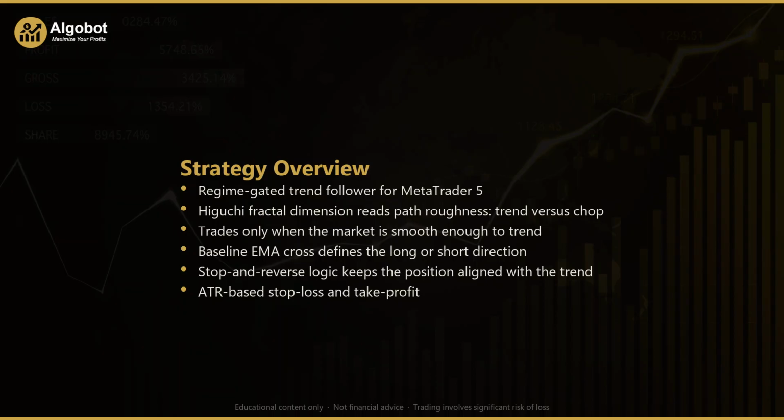Why does that matter? Because momentum and moving average signals tend to behave very differently in those two environments. In a smooth, directional market, a moving average cross can align you with a real move. In choppy, noisy conditions, that same cross tends to whipsaw back and forth. So this EA only allows trades when the fractal dimension says the market is smooth enough to trend, and it steps aside otherwise.